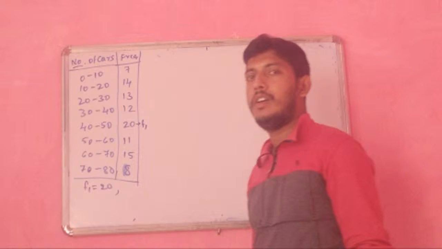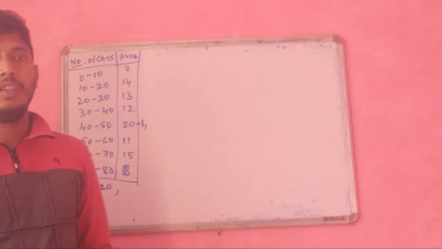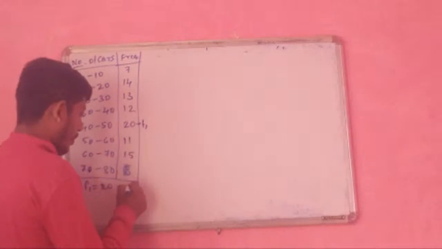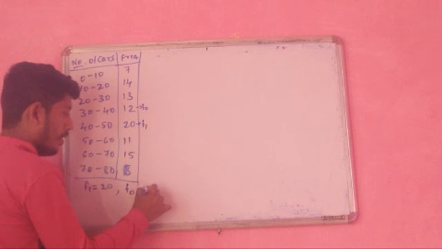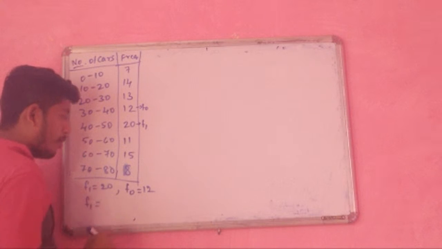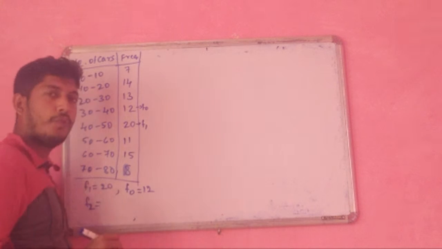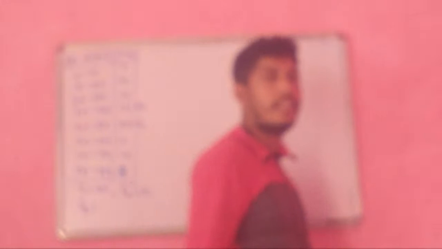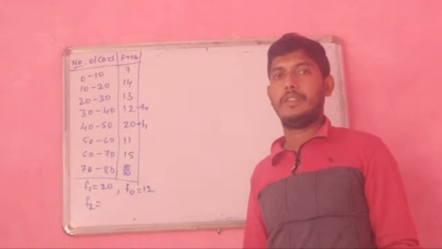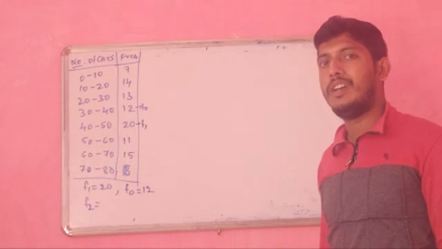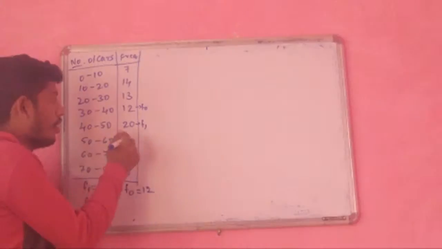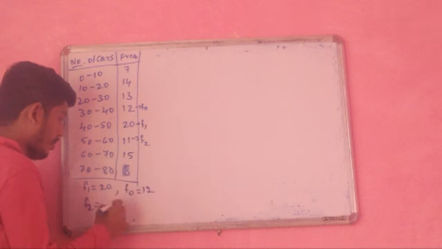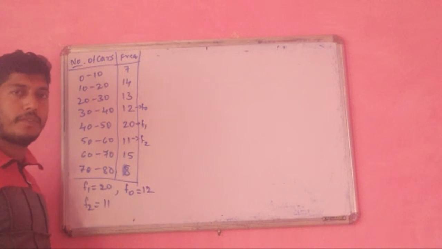Next we have to find out F0. F0 means the frequency preceding the modal class. So F0 value is 12. Next we have to find out the F2 value. F2 means the frequency succeeding the modal frequency, that means the frequency present after the modal frequency. Therefore F2 value is 11 here.